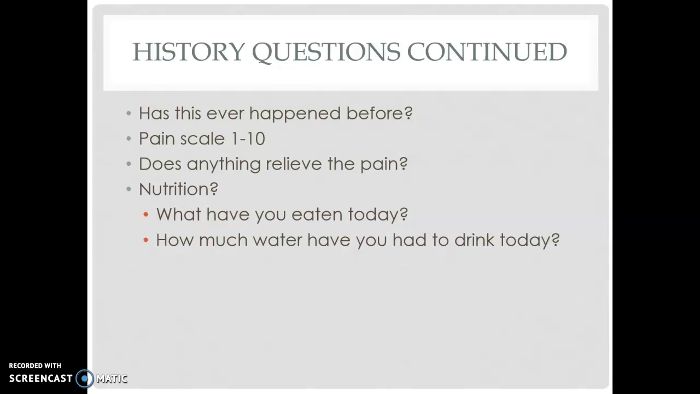You also want to know if anything relieves the pain. So have they tried taking any over-the-counter medications like ibuprofen? Have they tried icing the injury? What have they done on their own?